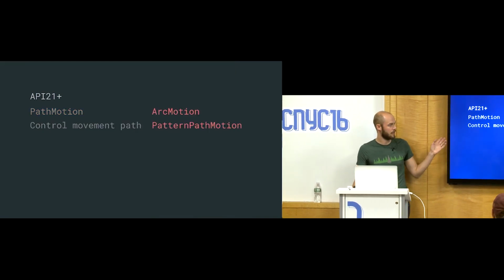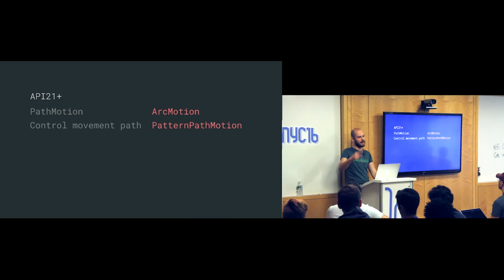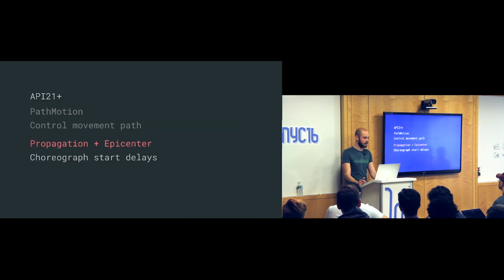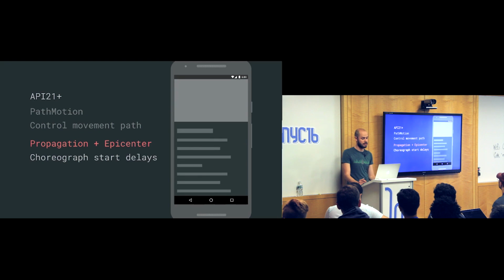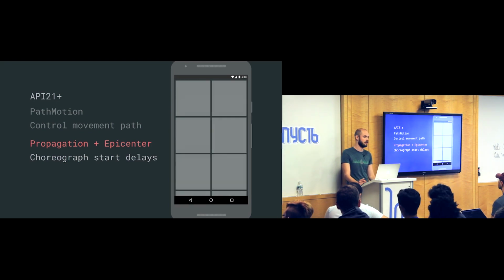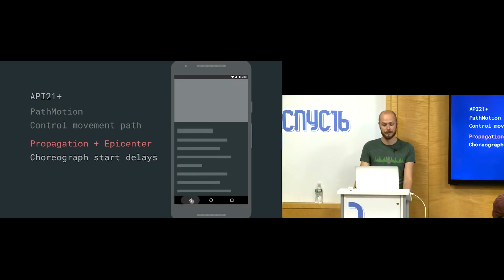But what it does is it moves the view from one point to another. One of the most popular is the arc motion, which moves the view in an arc, so it applies some artificial gravity to it. Also the pattern path motion, so you can have views move from one point to another following a path, even with curves. Also in 21, the propagation and epicenter were added, which are transitions for explode, and you can use those for having staggered removal and entry of views after a transition has been fired.